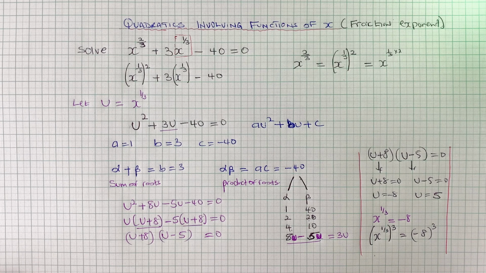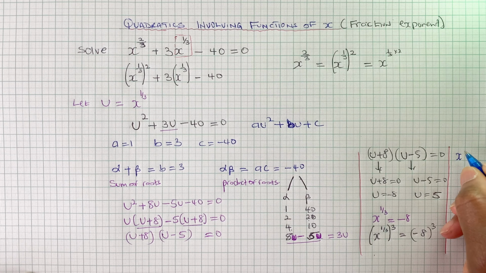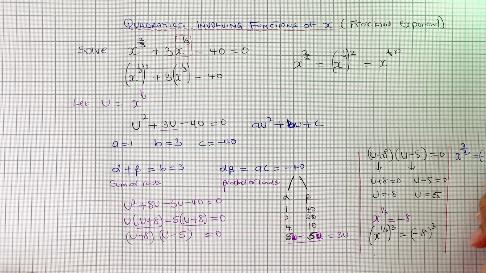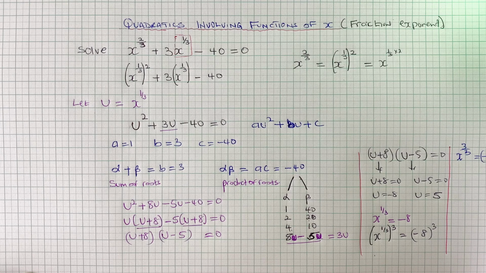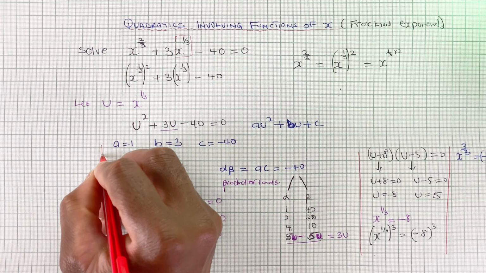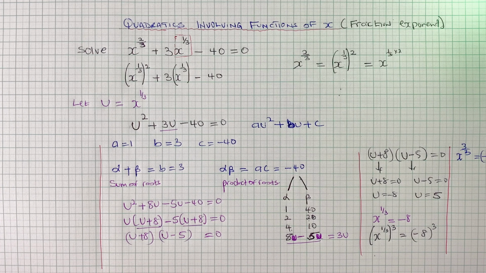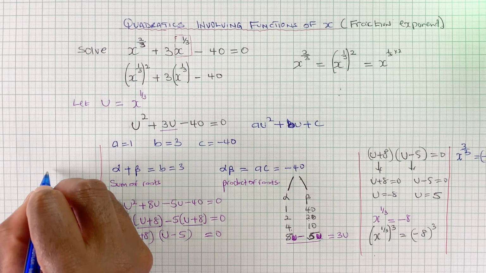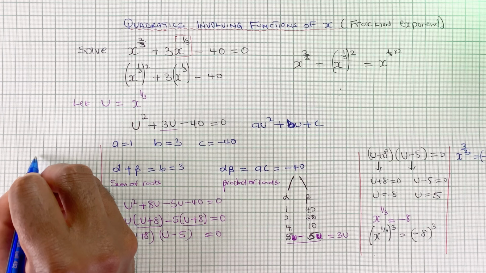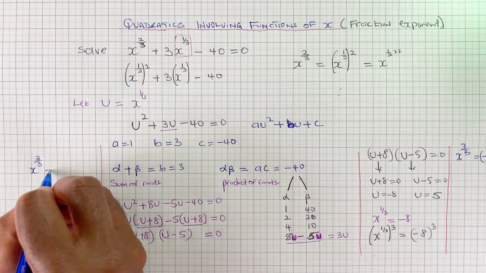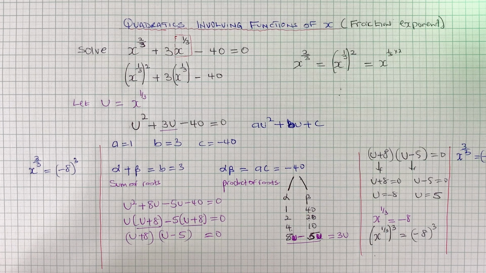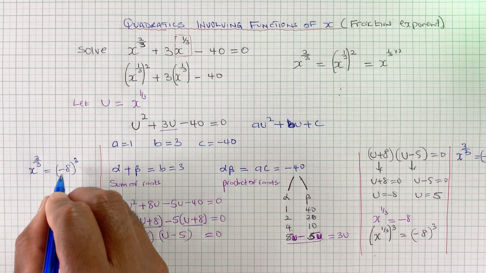So that'll become x^(1/3) cubed equals minus 8 cubed. Let me put it onto this side, it's easier to see because I'm running out of space. So if I write it here, x^(1/3) cubed will be equal to minus 8 cubed. So that's that, and therefore, minus 8 cubed.